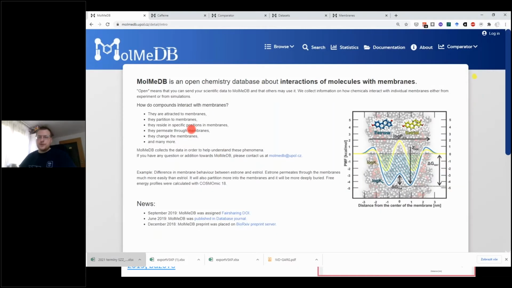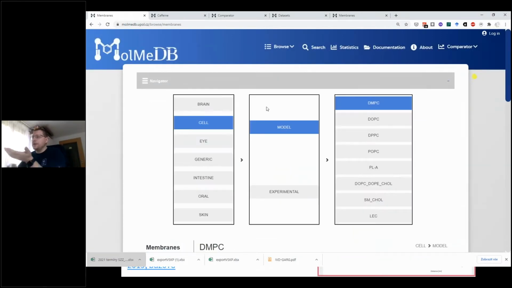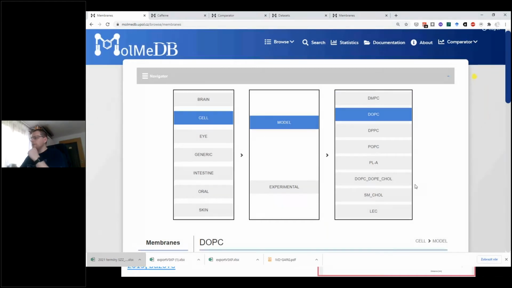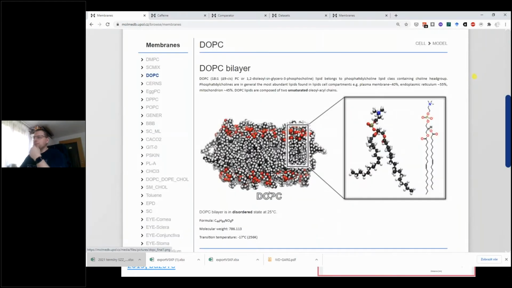This is the web page, the home page of our database. It can be found at molmedb.upol.cz. Here you can either browse, for instance, the membranes. Here is a navigator that guides you to the type of membrane you want to study. For instance, here the OPC, and the description of the membrane.